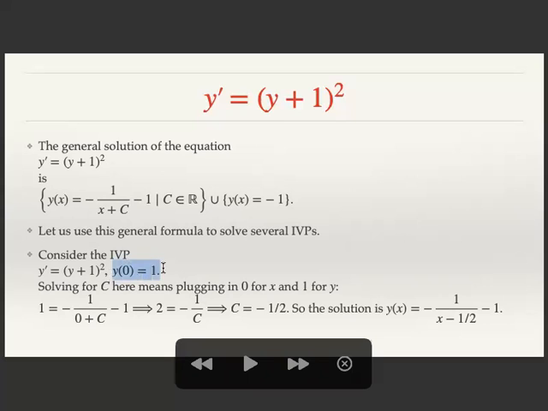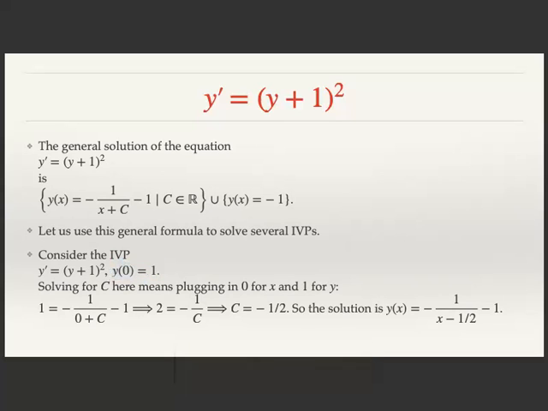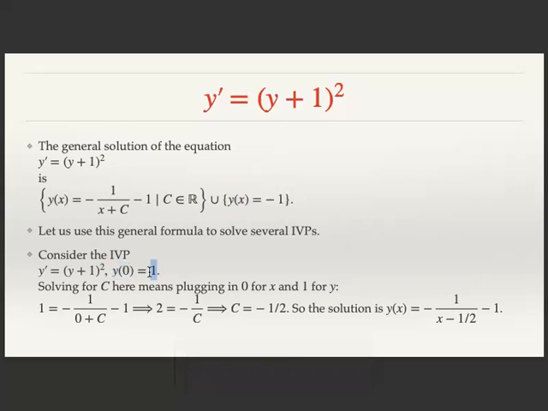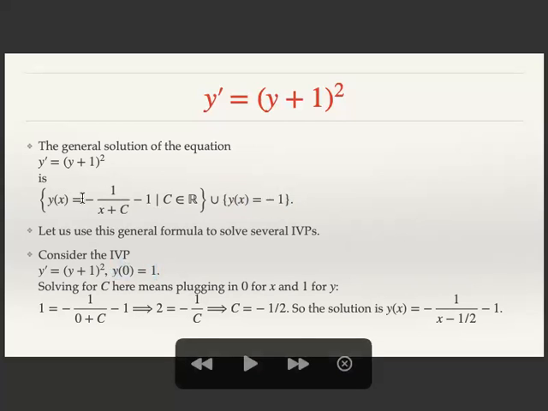If the initial condition is y(0) = 1, this means we are not dealing with the second solution here, y(x) = -1, because if the solution is constantly -1, it's never equal to 1. So we're looking at the other part of the solution, of the form -1/(x + c) - 1. Let's find out what the constant is for this initial value problem.